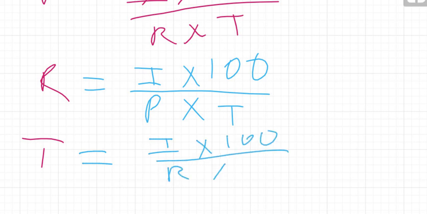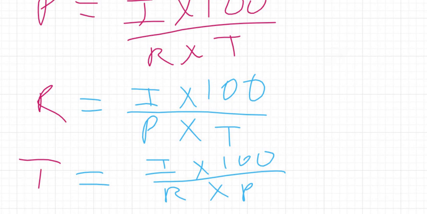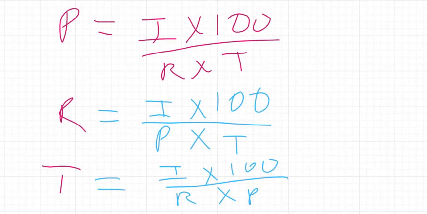It doesn't matter which one you write first, whether P or R, in the formula, because R times P is equal to P times R. The commutative property dictates that to us. So if we were to find the principal, the rate, or the time, this is the formula to find them. This is simple interest in a nutshell.